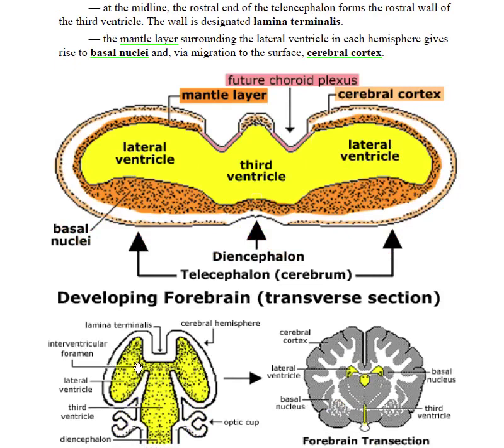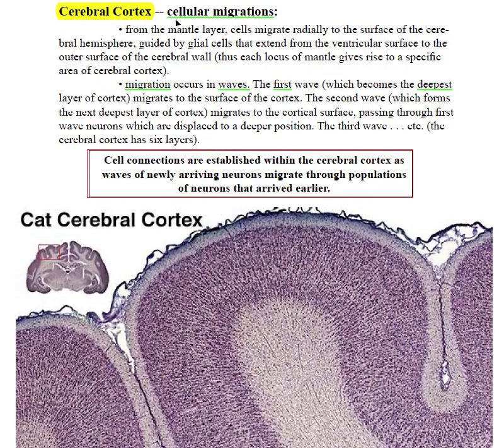Here we see that the third ventricle communicates with each lateral ventricle via an interventricular foramen. Lamina terminalis forms the rostral wall of the third ventricle, the end of the original neural tube. Meanwhile, the mantle layer of the telencephalon will form basal nuclei, which remain in the vicinity of the ventricle, and also will send neurons out to the surface to form a cerebral cortex. Here is the cerebral cortex of a cat.